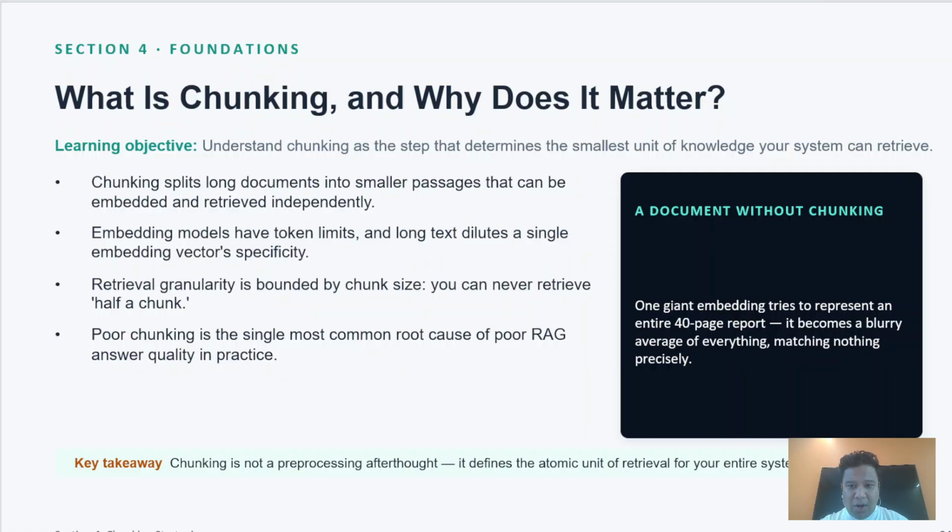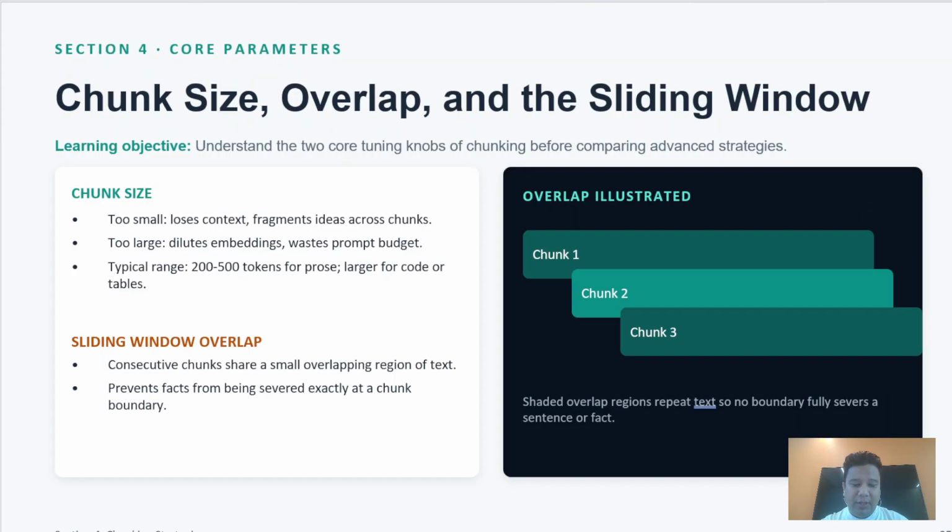So, a document without chunking is basically one giant embedding which tries to represent the entire 40-page report. It can become a blurry average of everything, matching nothing precisely. So the key takeaway here is that chunking is not a pre-processing afterthought. It defines the atomic unit of retrieval for your entire system. So that's why it is such an important step, or building block, for building a good RAG system.